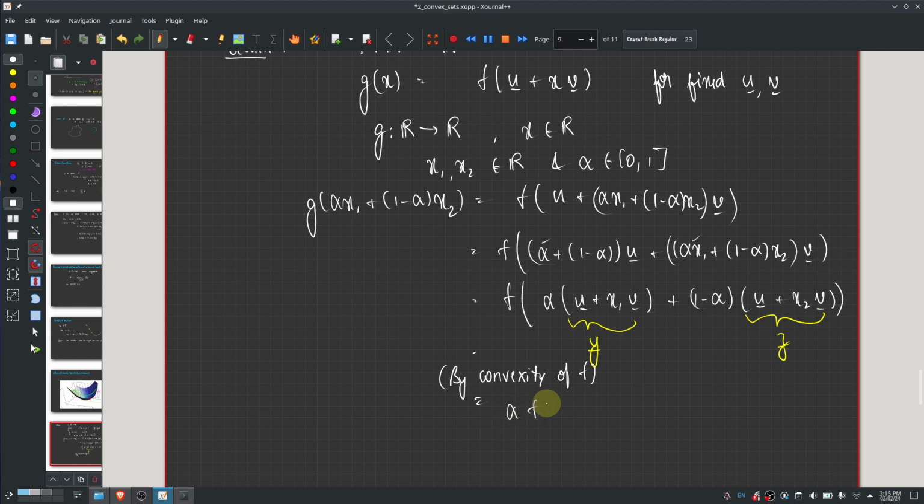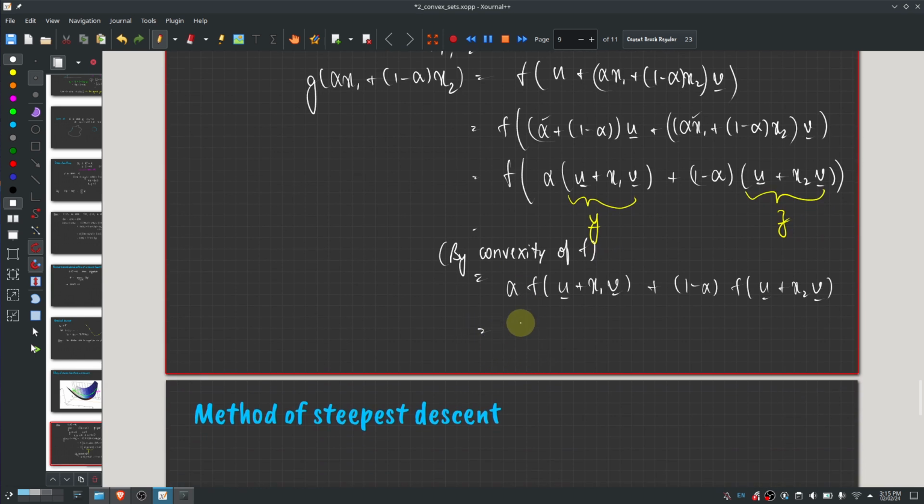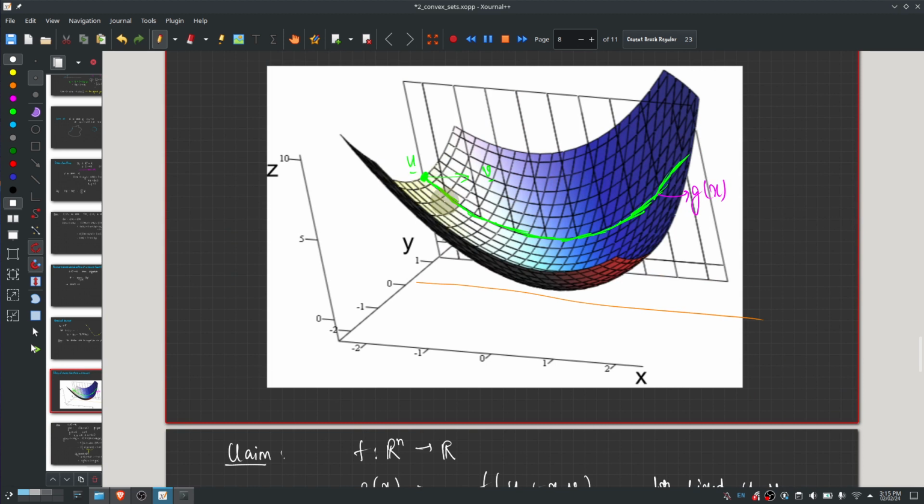I get alpha times f of u plus x1 times v plus 1 minus alpha times f of u plus x2 times v, which is simply alpha times g of x1 plus 1 minus alpha times g of x2. So all of this is just to show that now that I have this surface, this higher dimensional function, I pick a starting point and I pick the direction. If I go anywhere along that direction, the function is going to be convex. That's basically what I've shown mathematically.